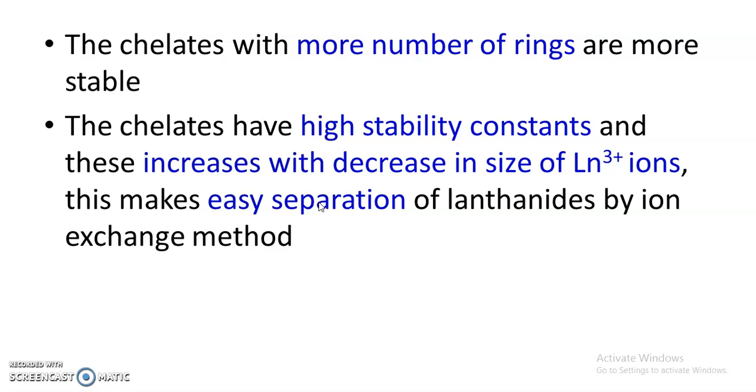Their oxidation state is similar, size is almost the same, but actually there is a small decrease in size from lanthanum plus 3 to lutetium plus 3, a gradual decrease in size, and because of this their ability to form complexes with the chelate ligands changes. Because of this different ability, the stability of these complexes is also different, and the stability of complex increases with decrease in size, and therefore stability of complex increases from lanthanum to lutetium, and this makes easy separation of lanthanides by the ion exchange method.